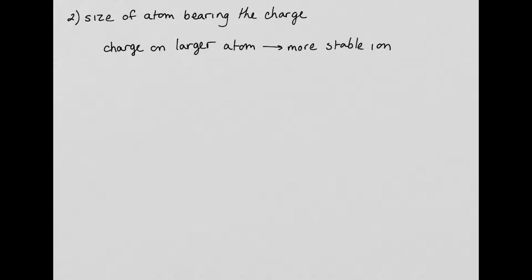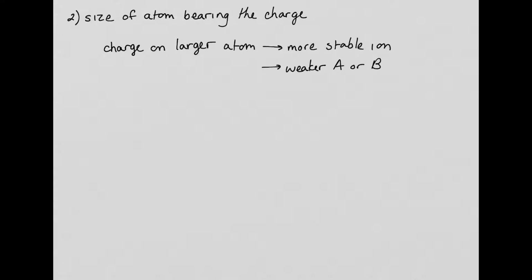The second factor we will consider is the size of the atom bearing the charge. A larger atom can allow the charge to be spread over a larger area, making the ion more stable. In other words, this ion will be a weaker acid or weaker base.